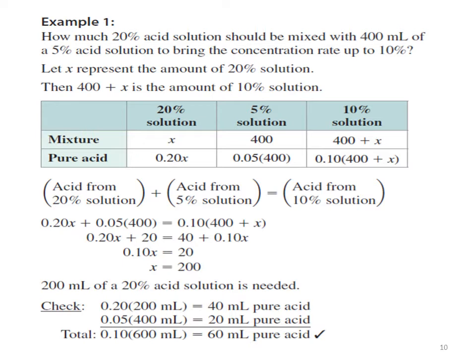0.20 times 200, which is the first solution, has 40 milliliters of pure acid. The second solution, the 5% solution, will have 0.05 times 400, which is 20 milliliters of pure acid. The mixture, whose volume is 600 milliliters, times 10%, is 60 milliliters. So it checks, the sum of the pure acid from the two solutions adds up to the amount of pure acid in the mixture.